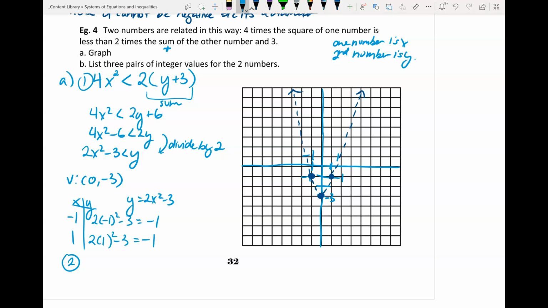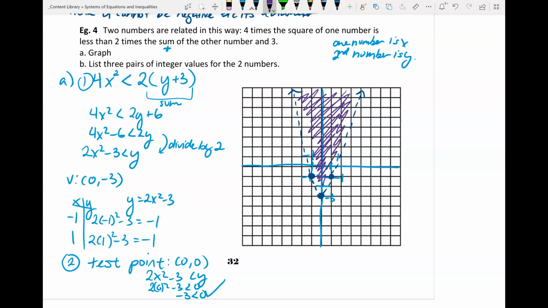So we are going to find our test point to see which side we're going to shade. And we can use 0, 0, because that is not a part of our line. It's not on our line at all. So I'm going to use this: 2x squared minus 3 is smaller than y. I'm going to put 0 in for x and y. Then we're going to get -3 is smaller than 0. This is true, which means that we're going to shade in the area that has the point 0, 0, which is on the inside of our quadratic. And that's our graph.